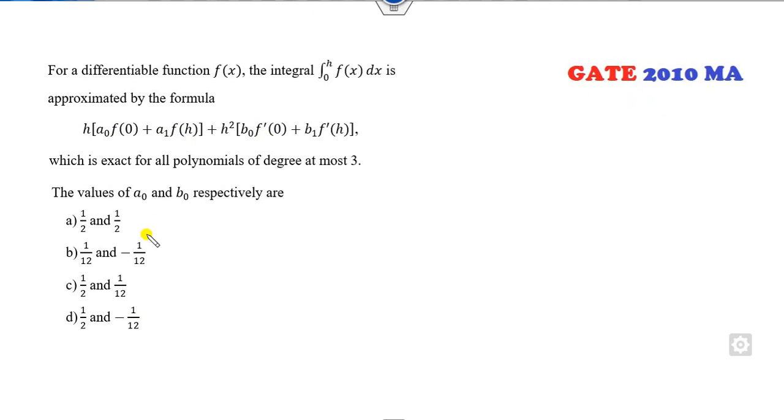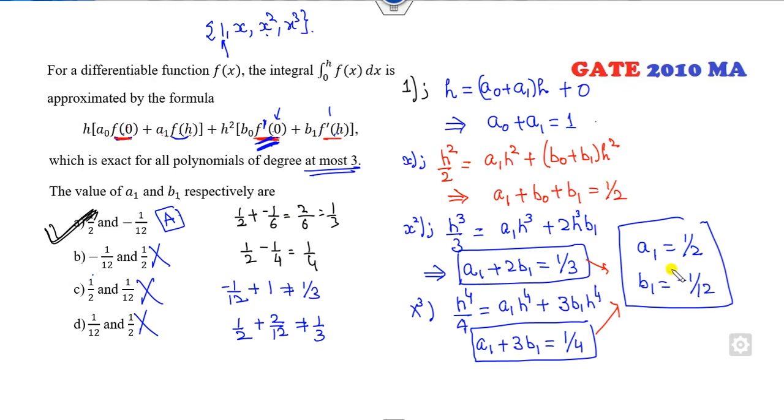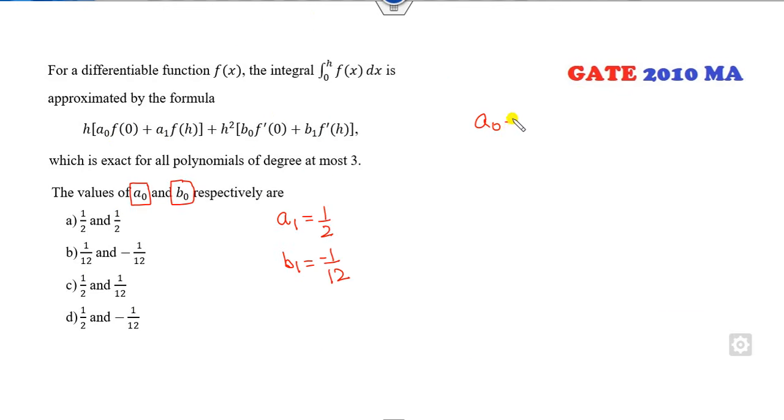Okay, this is the same question. Now in this case, they are asking about a0 and b0. So what we did is, we found a1 is 1 over 2, b1 is minus 1 over 12. This is the value you can form. Again, we have derived that a0 plus a1 is 1. So a1 is half. What is a0? a0 is also half. So the first value is a0, and option B is cancelled.